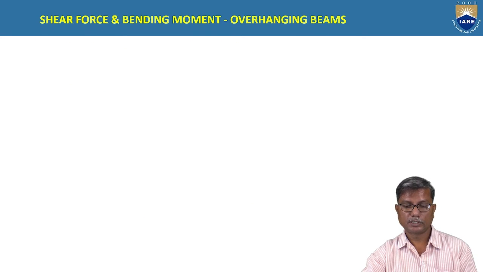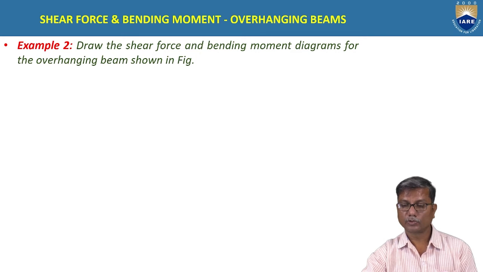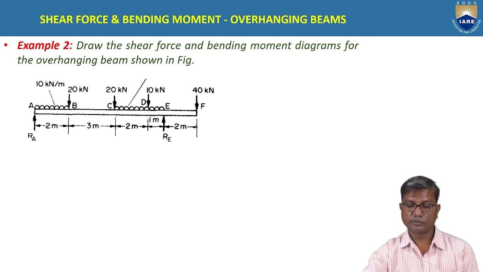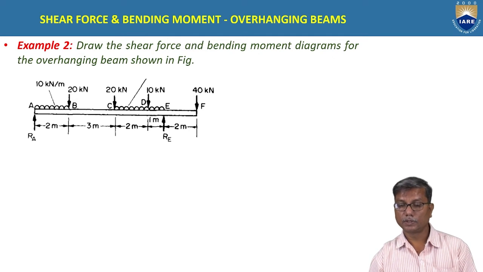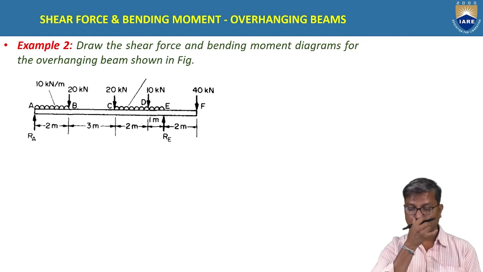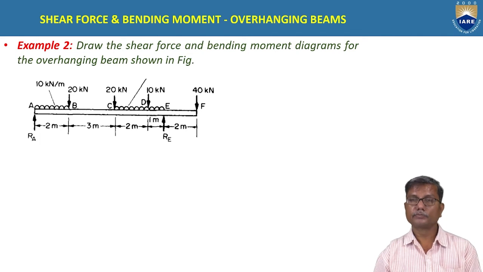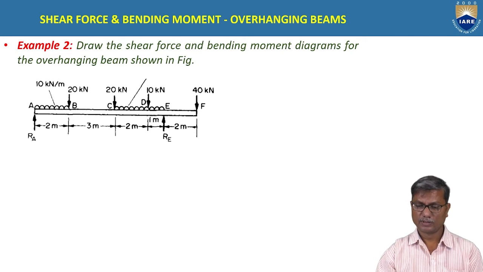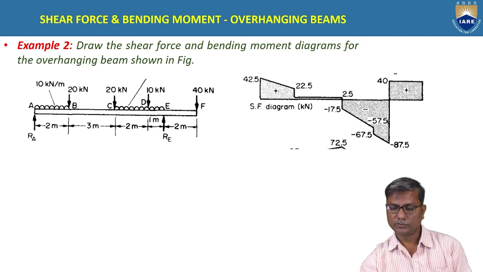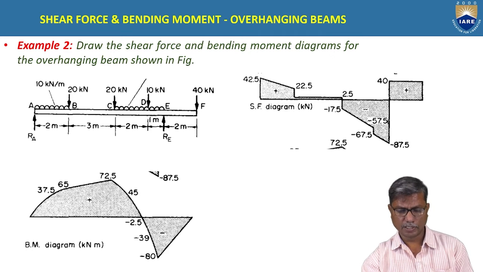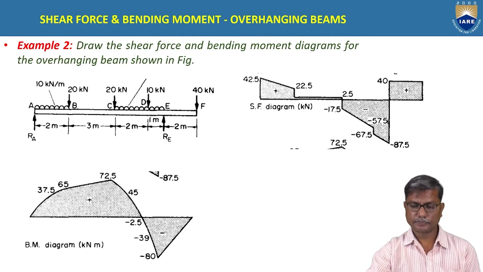Let us take one more example. Draw the shear force and bending moment diagrams for the given overhanging beam. It is also similar, with one side overhanging. So here we find the reactions. This is how the shear force diagram will be, and the bending moment diagram.